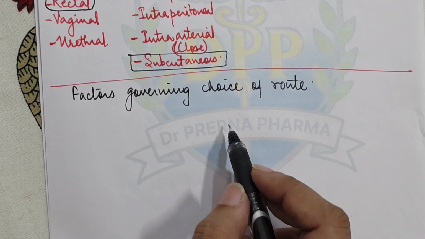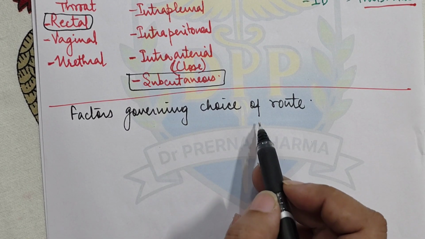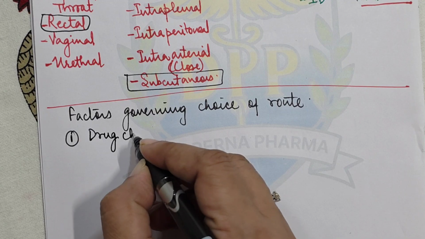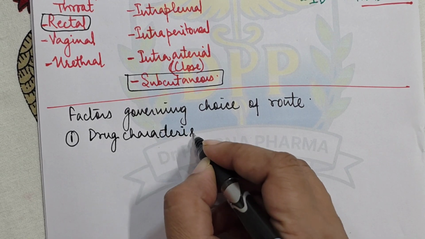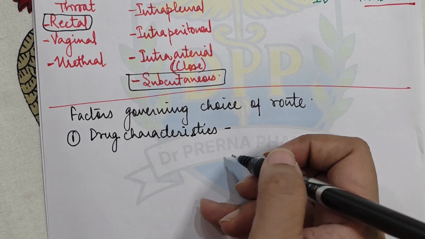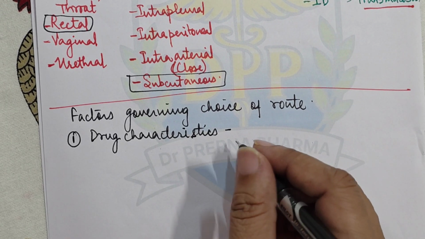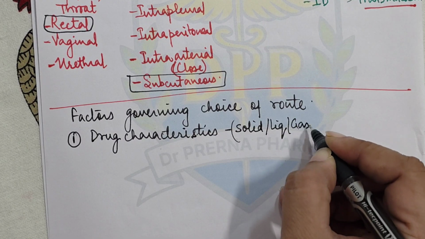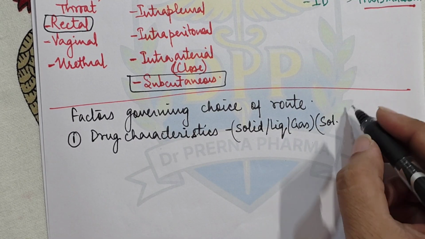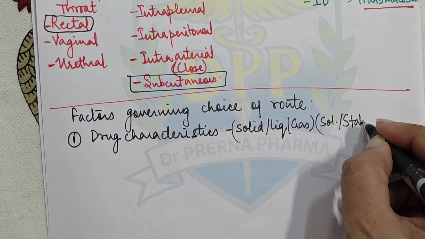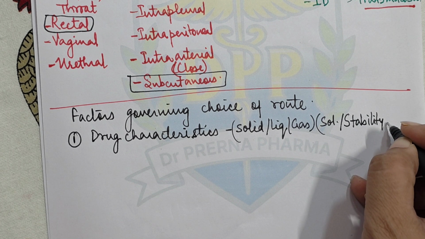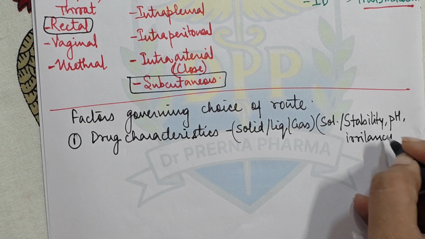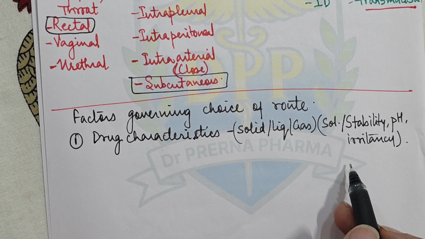Now the next thing that we would like to study is what are the factors which govern the choice of route. The first thing is the drug characteristics. Obviously, if a drug is liquid, then it can be taken orally or by IV route. So whether it is solid or liquid or gas, what is the solubility, whether it is lipid soluble or lipid insoluble, what is the stability, is it stable at room temperature, what is the pH, what is the irritancy level, is it toxic. All these drug characteristics play a very important role.